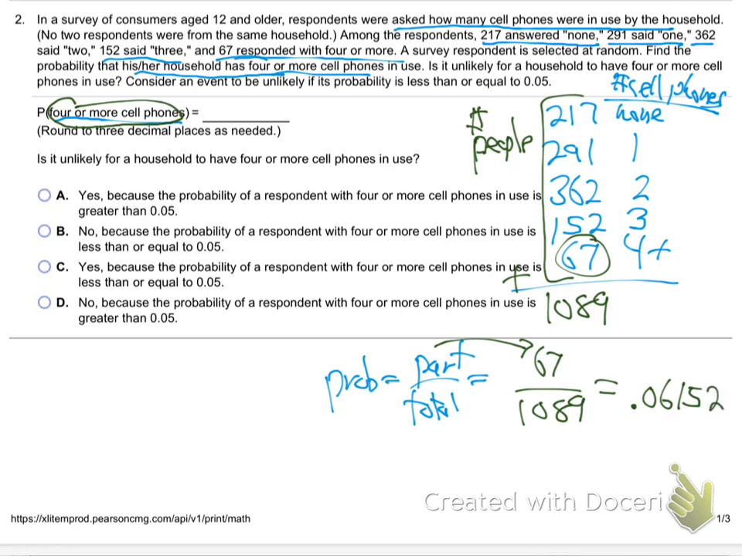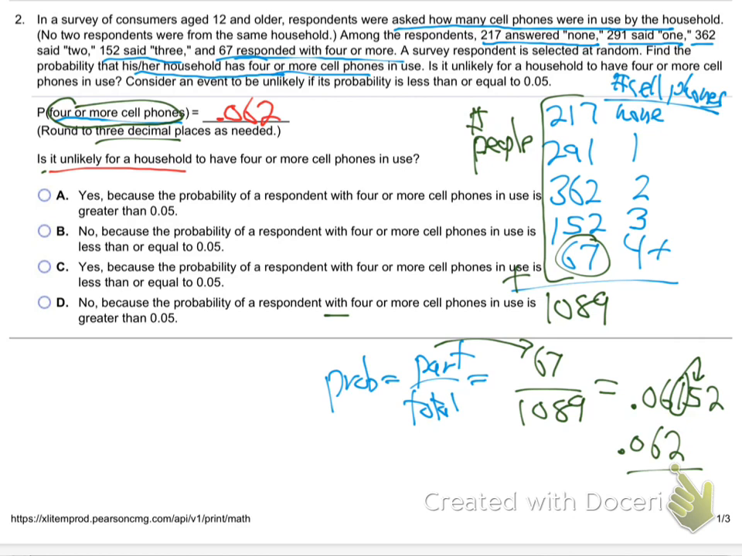0.06152, and they want me to round to 3 decimal places, so this is the third place. Look one to the right. 5 means you go up. 0.062. That's the probability. Now, is it unlikely? Let's read the rest of the question. So that's the answer here, 0.062.